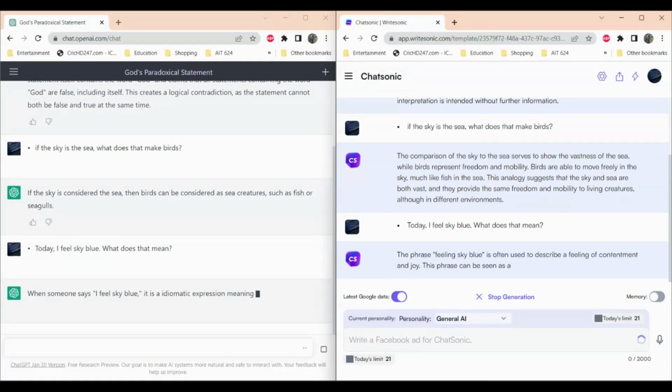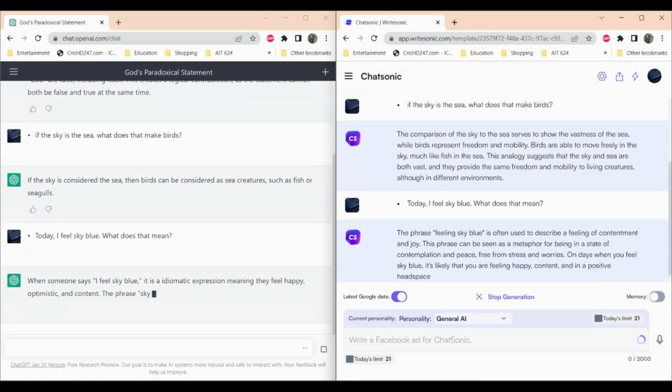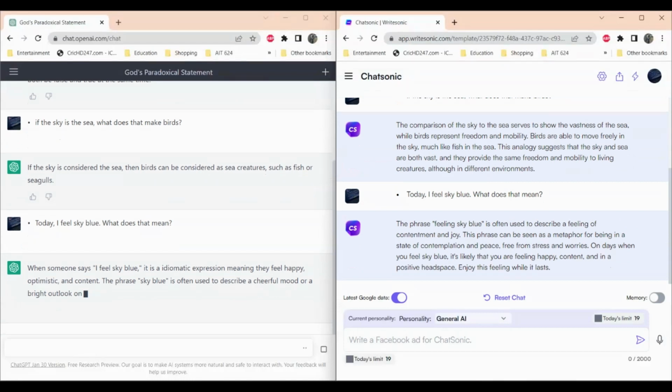So the next question is: today I feel sky is blue, and what does that mean? ChatGPT's response is that when someone says they feel the sky is blue, it is an idiomatic expression meaning that they feel happy, optimistic, and content. The phrase sky blue is often used to describe a cheerful mood.